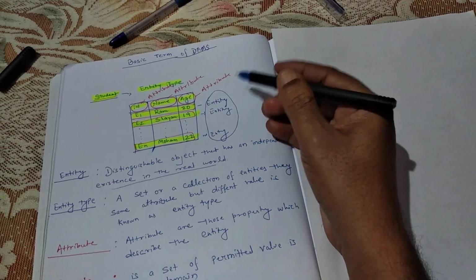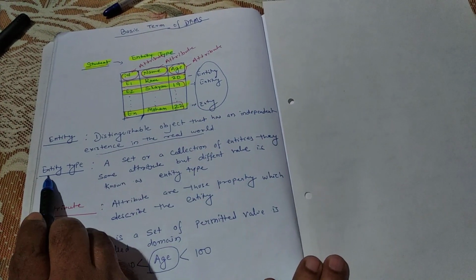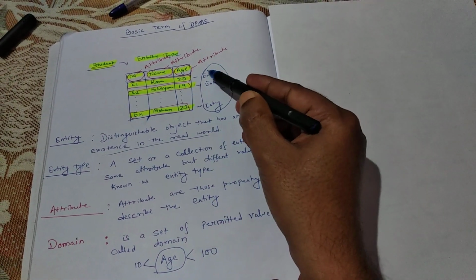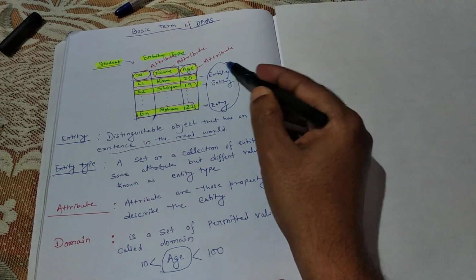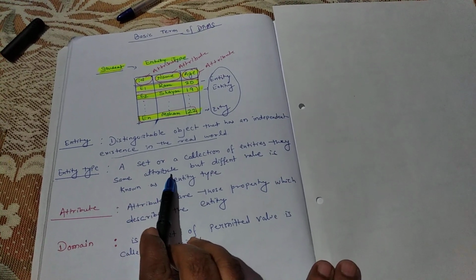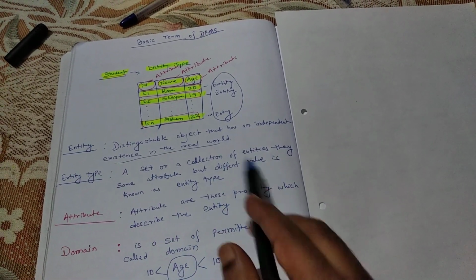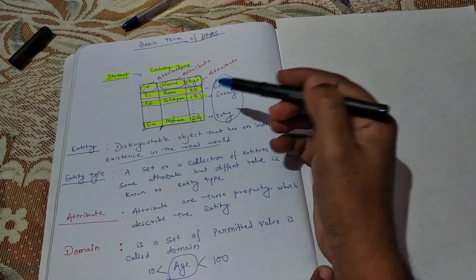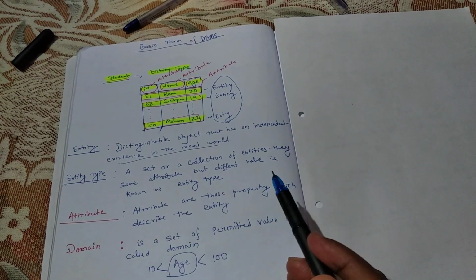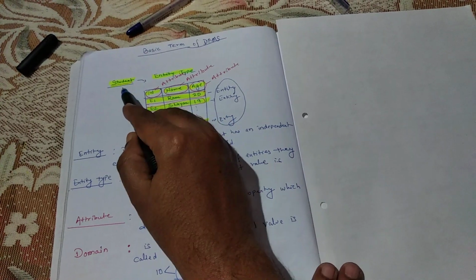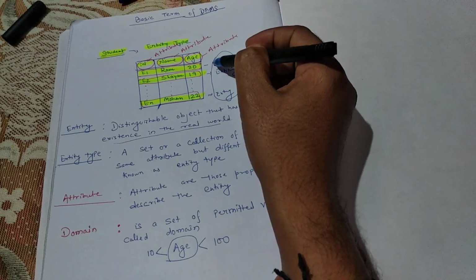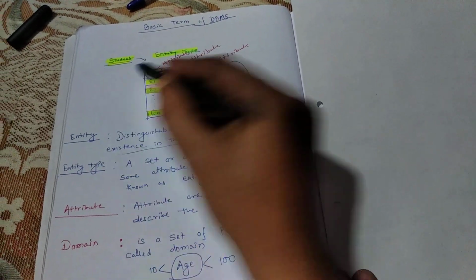Now next is entity type. A set or a collection of entities. As you know, these are entities, and the collection of entities with the same attributes but different values is known as an entity type. So student here is the entity type. So these are the entities of entity type student.